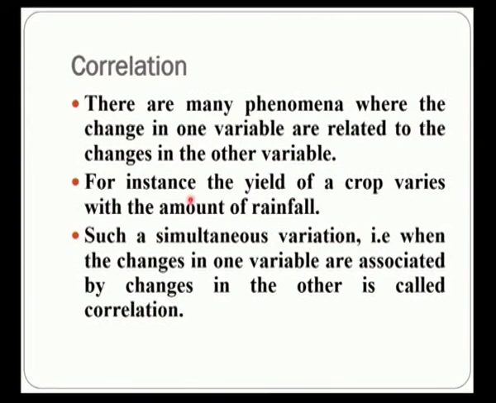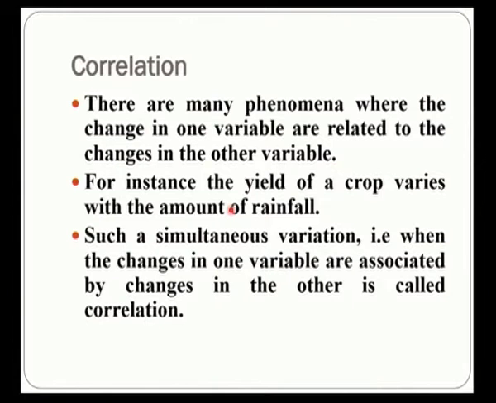The next concept is correlation. There are many phenomena where the change in one variable is related to the change in another variable. So correlation comes into the picture. This correlation gives the change in one variable with respect to the other variable. Example for such changes: the yield of a crop varies with the amount of rainfall.